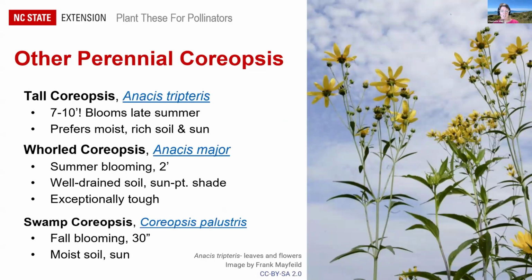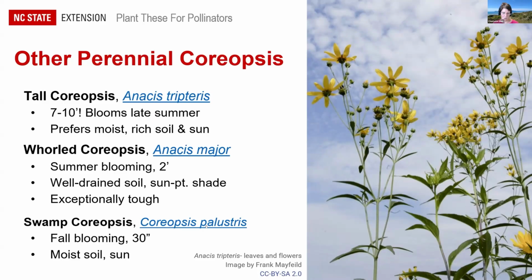I did want to mention there are some other perennial Coreopsis. So Anasis verticillata or the Threadleaf Coreopsis is not the only one that's a reliable perennial. Some others, if you're looking to add yellow flowers to your summer and fall landscapes to look out for, would be tall Coreopsis, Anasis tripteris. That's another one that's had the genus name change, which is pictured here, living up to its common name of being tall. It will grow 7 to 10 feet tall, so this is one you'll likely need to stake, and it blooms later in the summer.